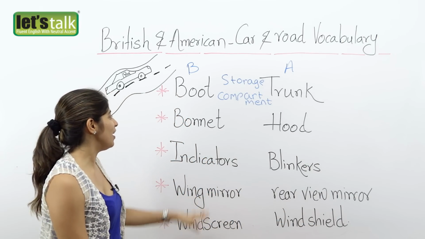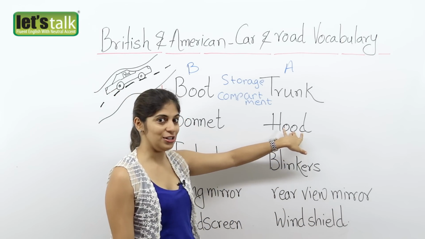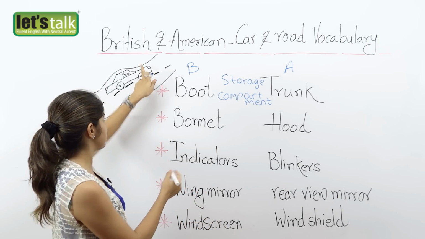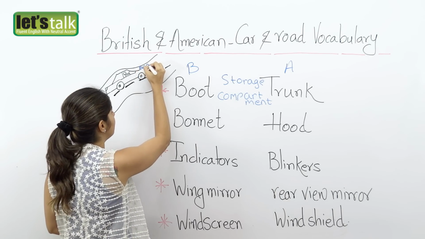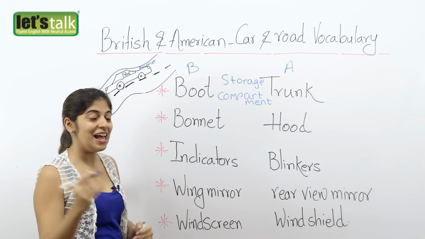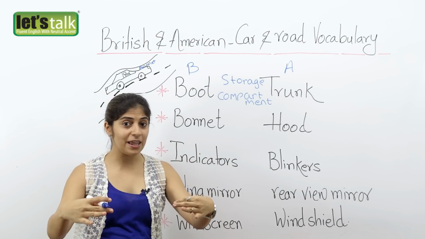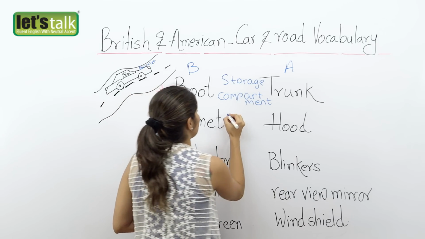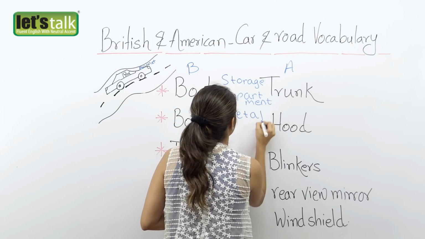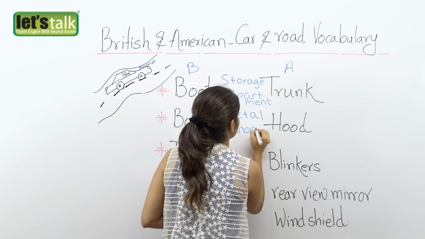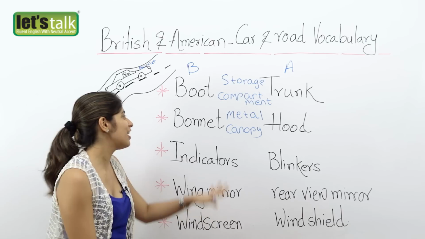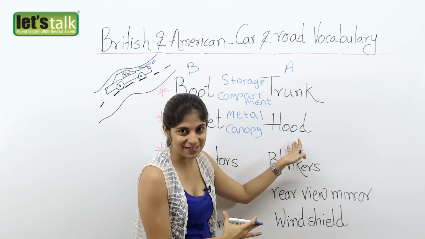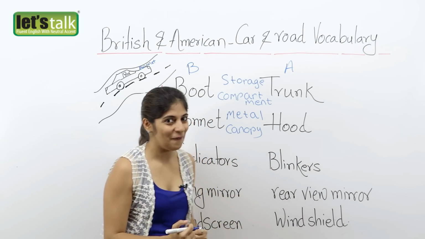Let's have a look at another word, bonnet and hood. Now, bonnet is the front of the car, okay? This is a bonnet. All right, it is a metal canopy that covers the engine of motor vehicles, okay? Right? So in British English, it is bonnet, whereas in America, it is hood, okay? So it's called a hood, right?